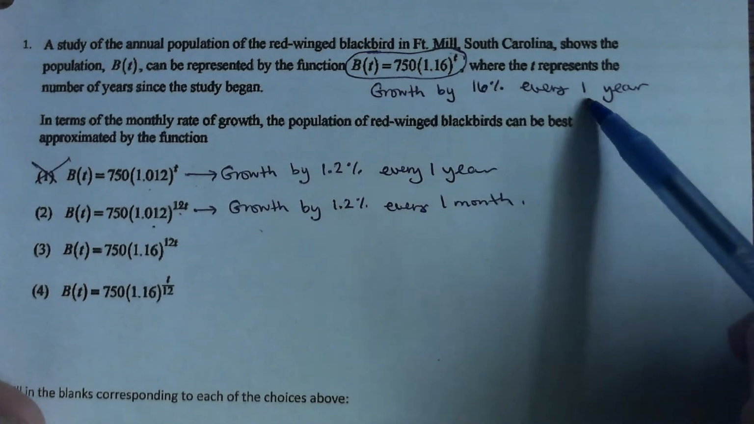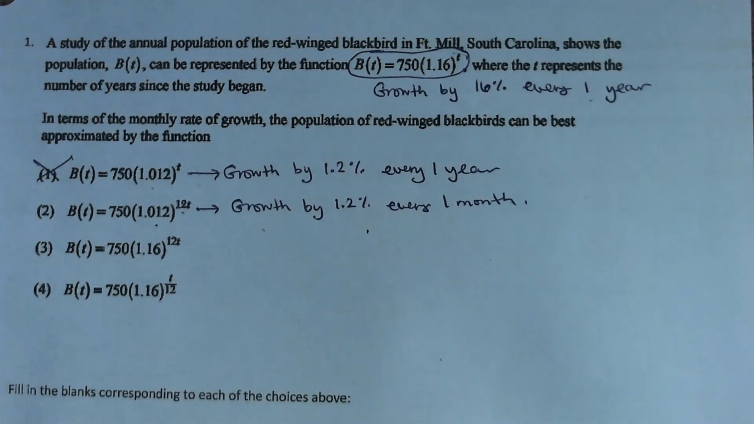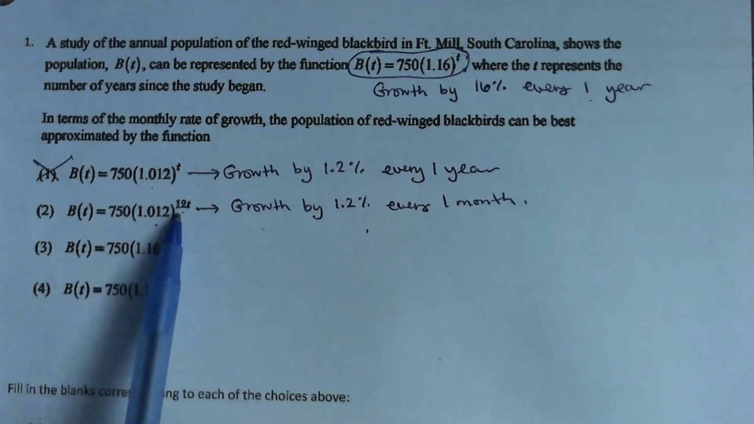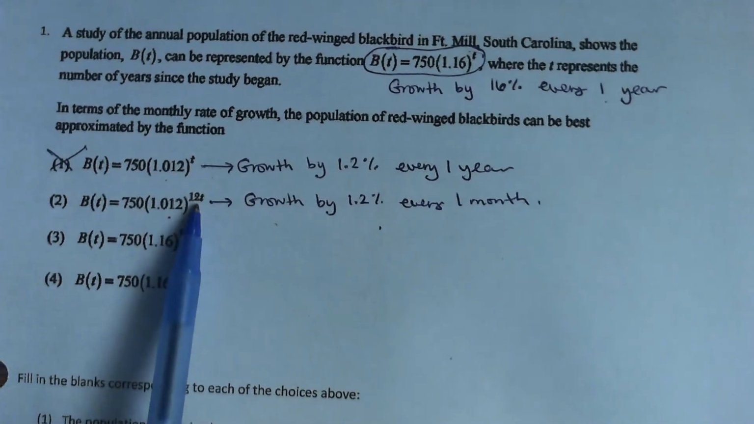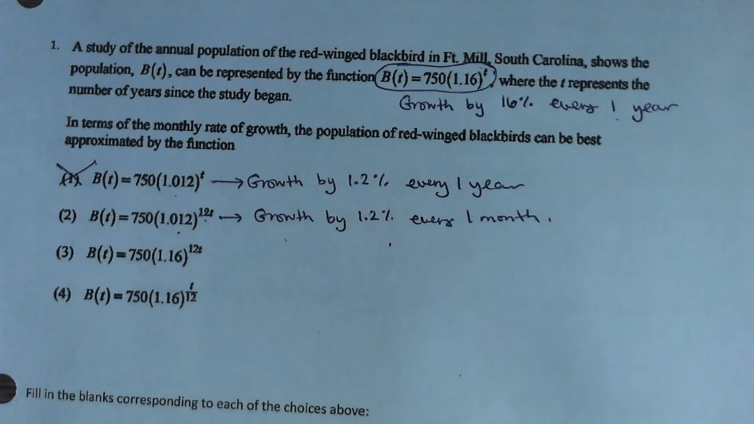16% every 1 year is going to be a much smaller percent on a monthly basis, right? But that's the frequency version of the formula. So that's 12 times per year, which you could convert mentally into every 1 month. So that has a chance.